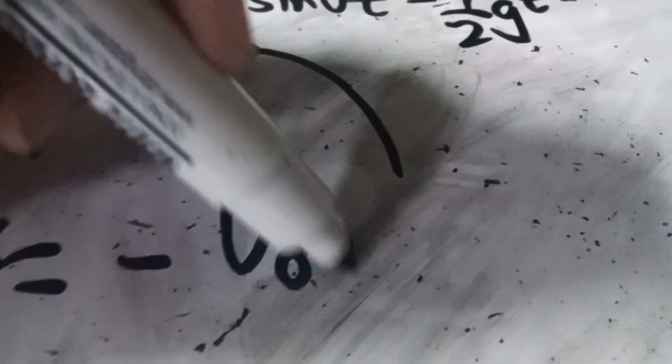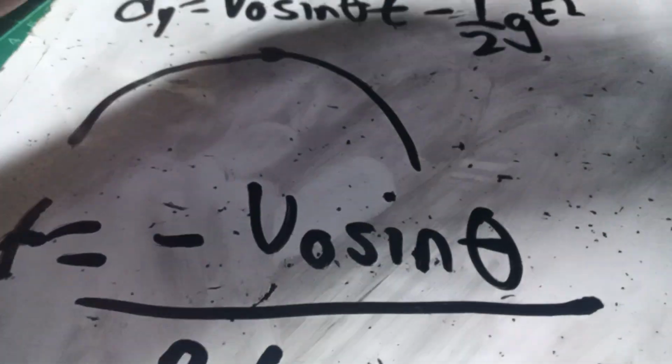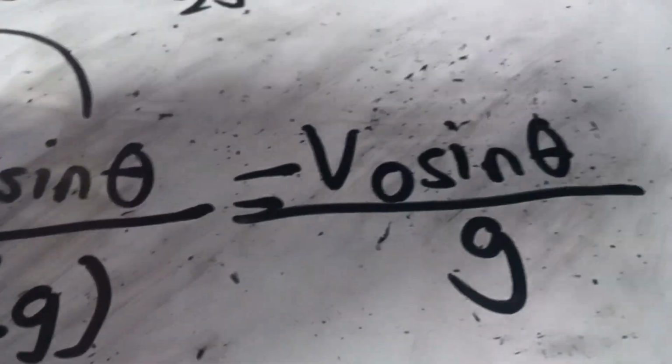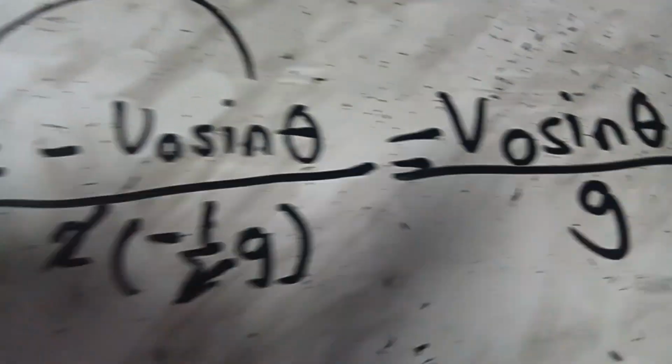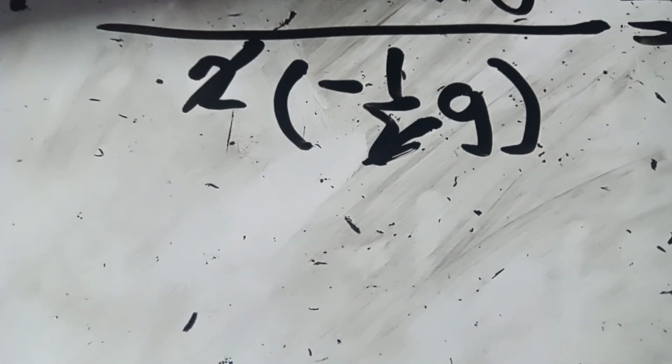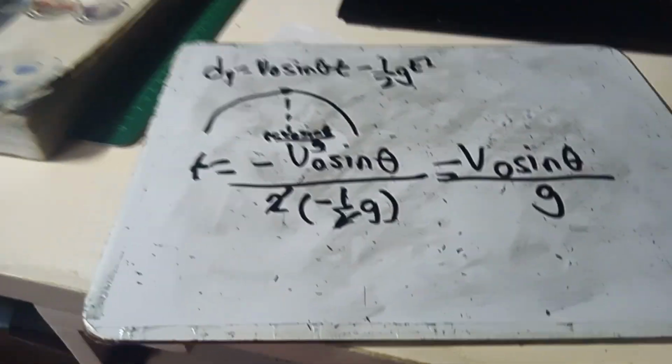So substituting, our b is v naught sine theta, and our a is negative 1 half g. So canceling, it becomes v naught sine theta over g. So that's the formula to get the time at the maximum height, since this is just negative b over 2a. So at this point, t is equal to v naught sine theta over g.